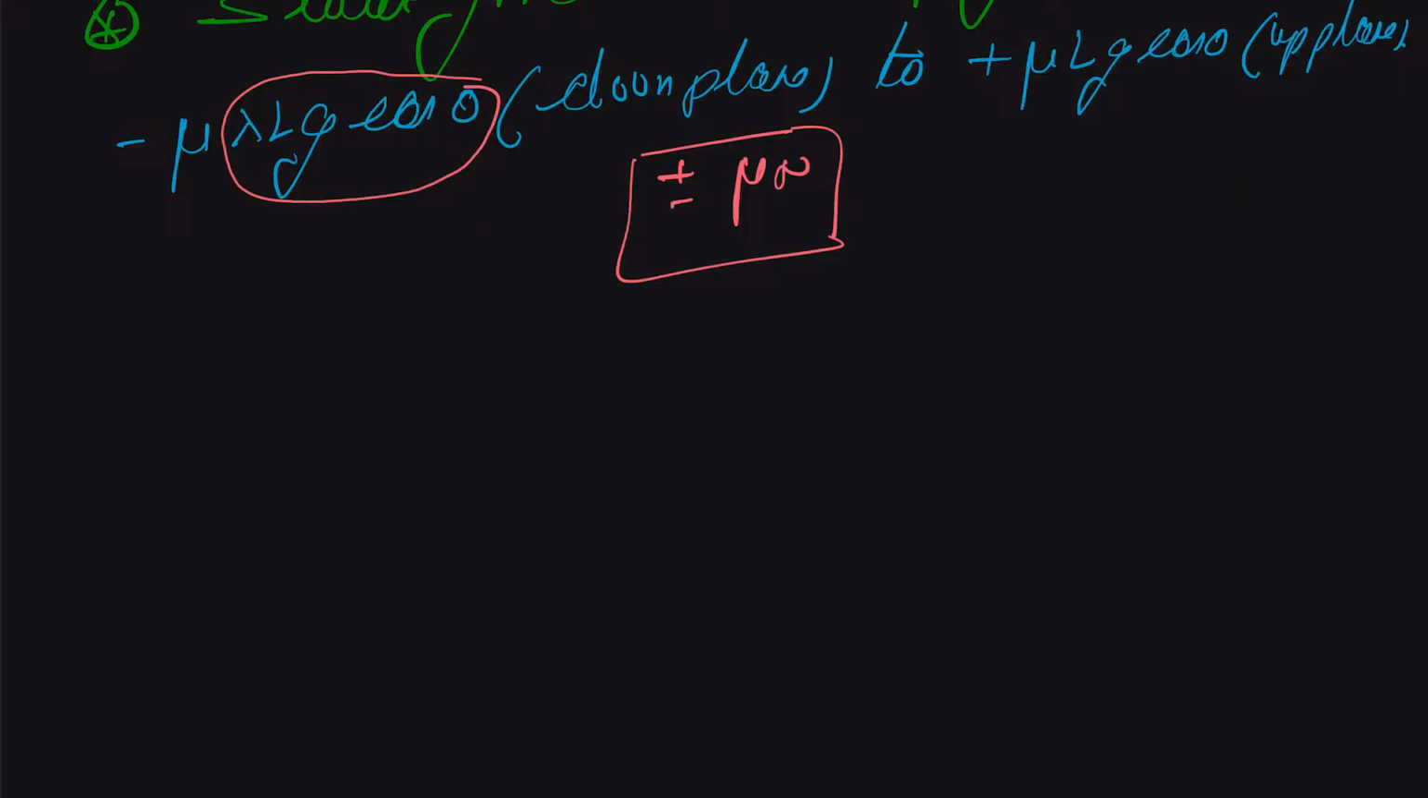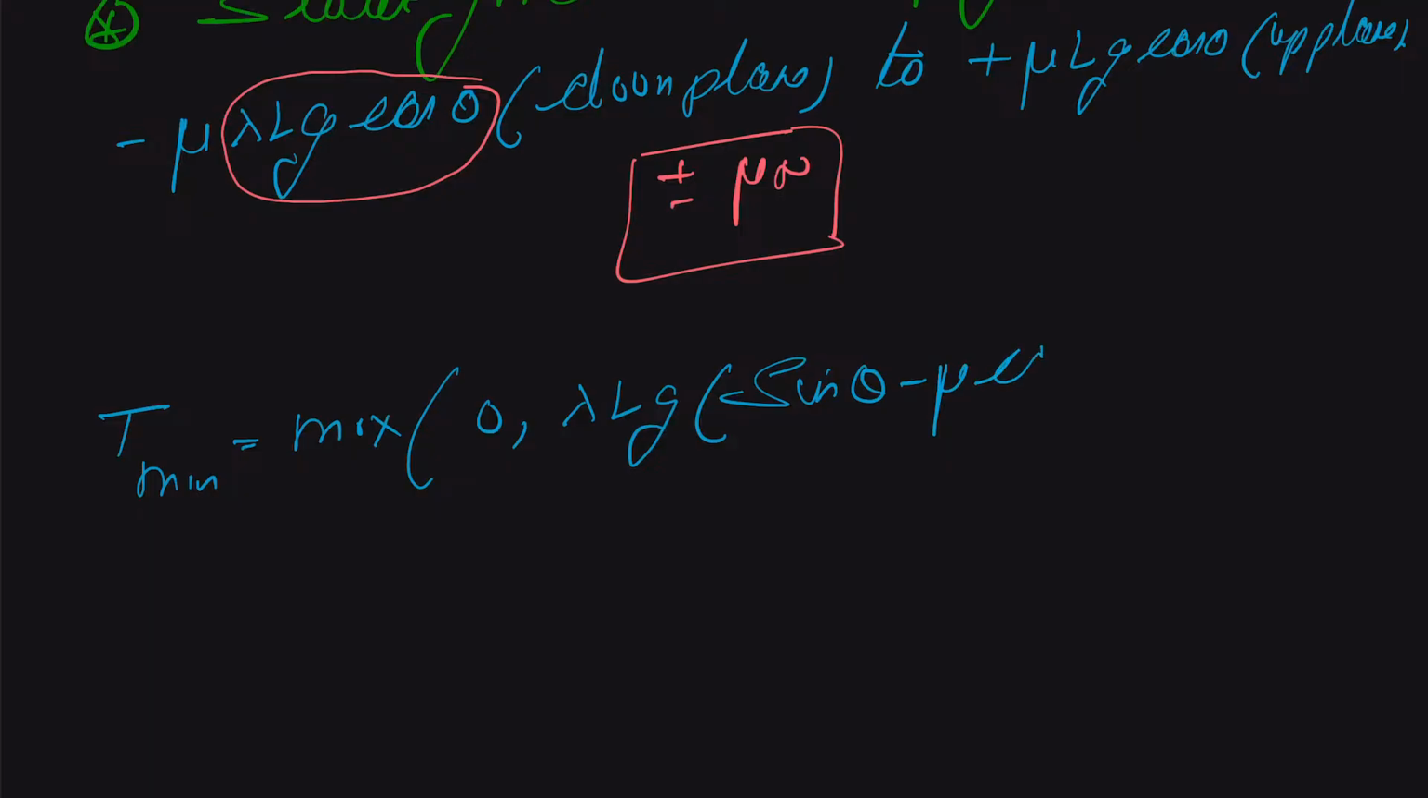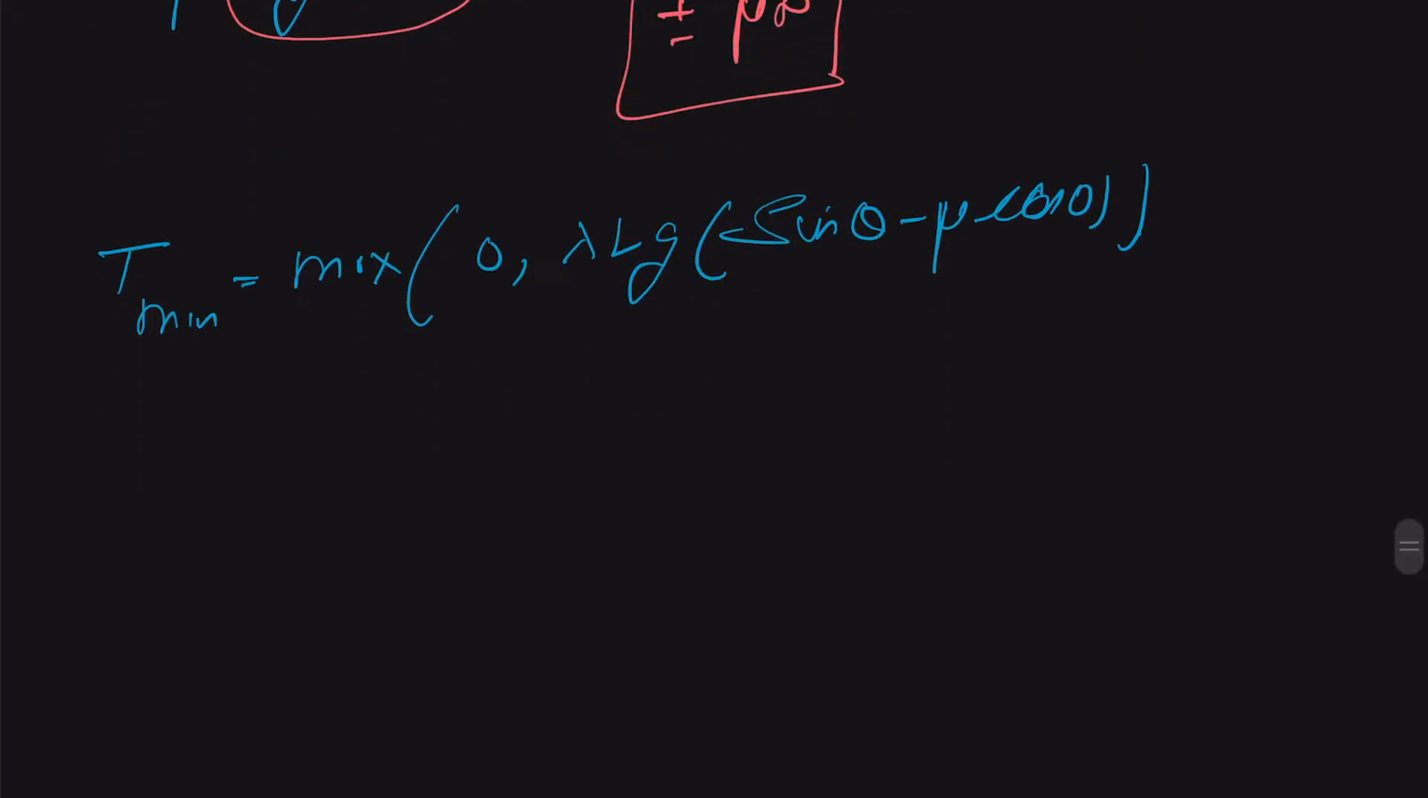Therefore we can write that our T minimum will be equal to the maximum of 0 and lambda Lg sine of theta minus mu cos of theta, and T maximum is equal to lambda Lg sine of theta plus mu cos of theta.